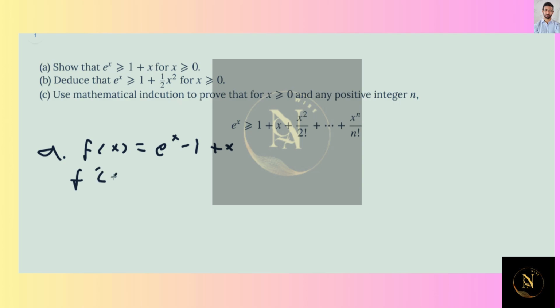So f prime of x gives us e to the x minus 1. And we know that e to the x is always greater than 1 for all x greater than 0, and you know this because of the graph of e to the x. So if that's true, we know that f prime has to also be greater than 0 on the same domain, x greater than 0. So if it's increasing, we know that f of x is also positive.